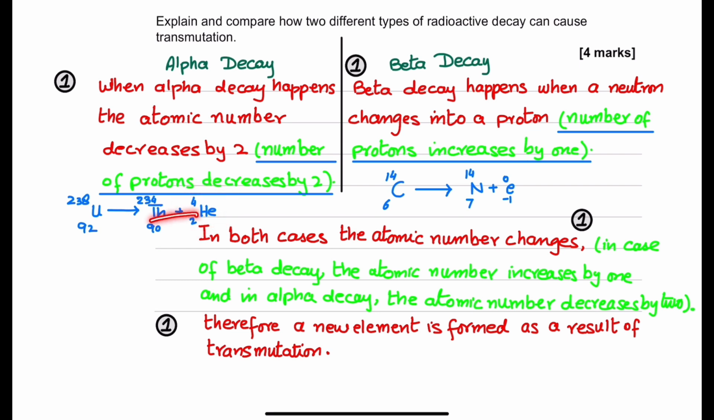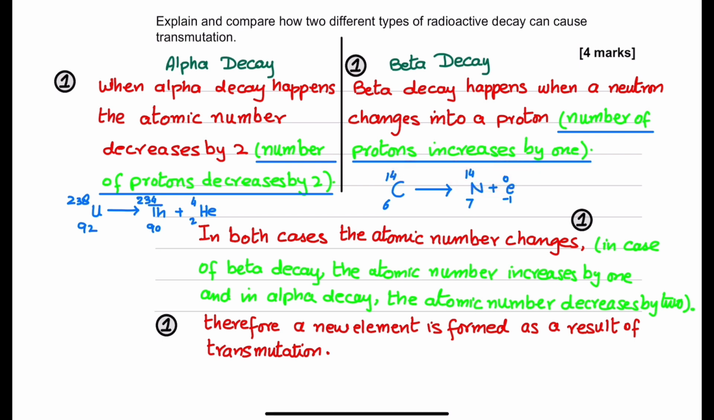We can add these together. 90 plus 2, it becomes 92, and we add these mass numbers. 234 plus 4, it becomes 238. When alpha decay happens, the atomic number decreases by 2. Whereas in the case of beta decay, we can see here the atomic number is 6 and it changes to 7 as the result of beta decay. If we add these together, 7 minus 1, it becomes 6, and 14 plus 0, it remains 14.